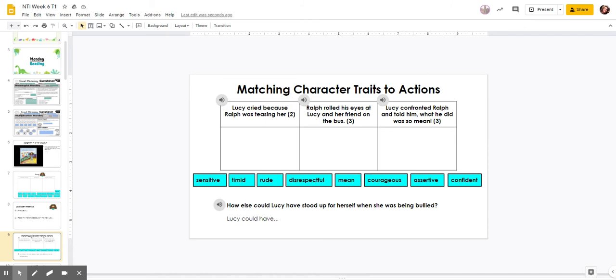After you've done the sort, you're going to answer the question, how else could Lucy have stood up for herself when she was being bullied? Lucy could have blank. So this is just your opinion. What could she have done?